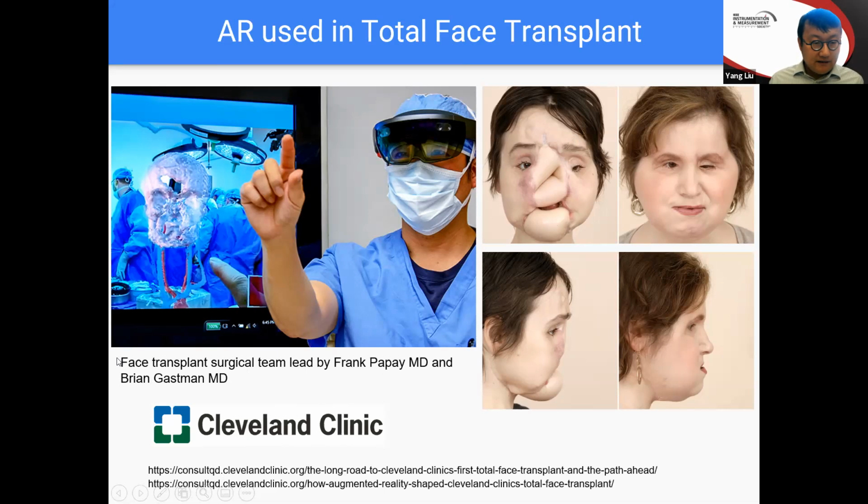Dr. Frank Papay and Dr. Brian Gastman are collaborators of ours. They have used HoloLens to visualize the preoperative surgical plan, and you can see that the surgical outcome is very amazing. For this particular patient, this is a near total face transplant. It's very remarkable.